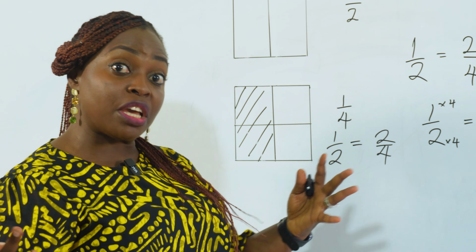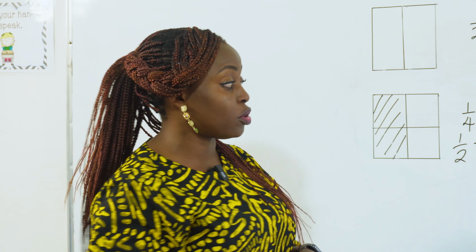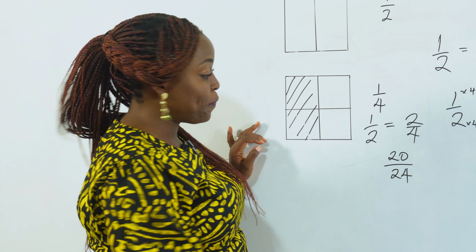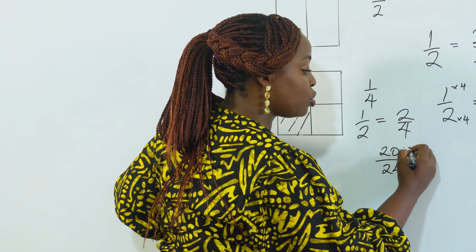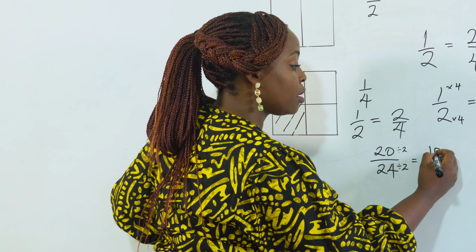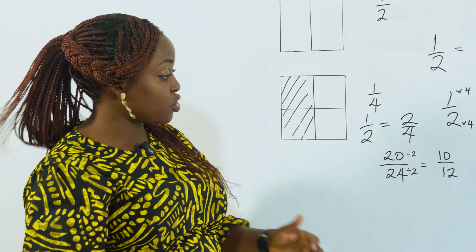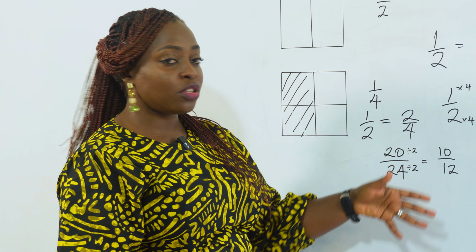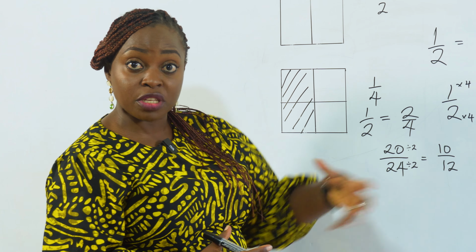Now, if you're given a bigger fraction and you're asked to find a smaller equivalent fraction of that fraction, you ask yourself, what can I divide the top of this fraction and the bottom of this fraction by? I can divide by 2. So 20 divided by 2, and I would divide 24 by 2 as well. 20 divided by 2 is 10 over 24 divided by 2 is 12. So one of the equivalent fractions for 20 over 24 is 10 over 12. Now, as you see, 10 over 12 is not the smallest fraction that we can derive from this fraction.